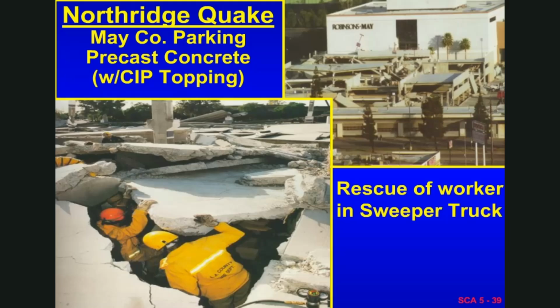This is one collapse where a victim was extricated. This is from the Northridge earthquake, 1994 in the Los Angeles area, where at 4:30 in the morning there was a gentleman in a sweeper truck that was cleaning this garage, and he was trapped. Fortunately, his truck provided him with a void, if you will, and he was rescued beneath the collapse here.